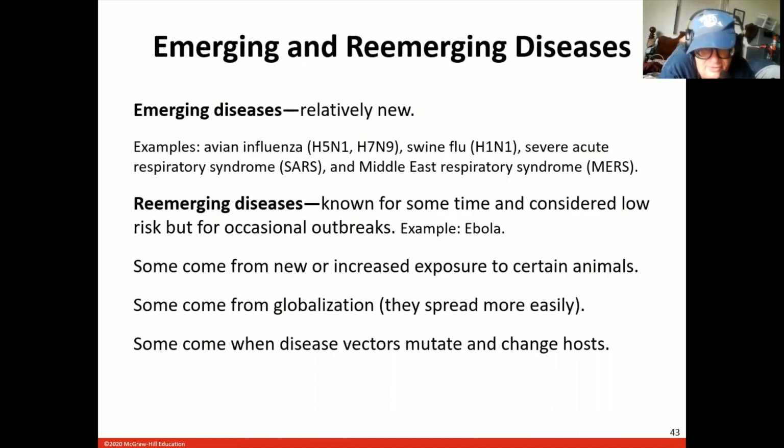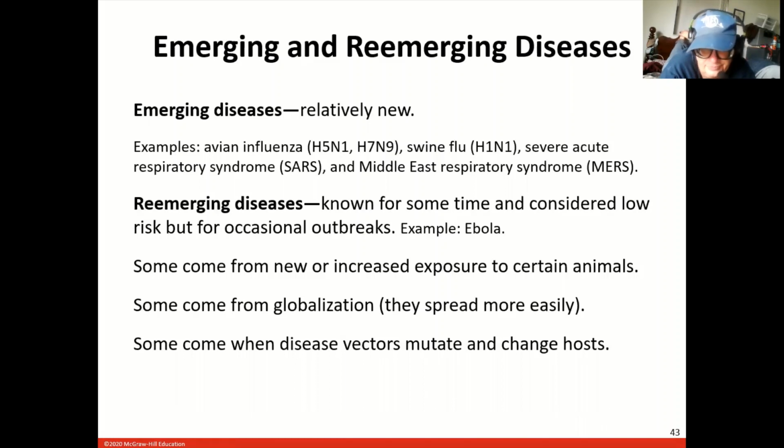SARS was when I was in grad school, and it appears to have come from eating bushmeat from palm civets in China. SARS was a severe acute respiratory syndrome virus. It was very similar, everyone having to walk around, wear masks. It killed a lot of people. It started in Asia, and it did get into the US. It was pretty bad in Canada for a while.